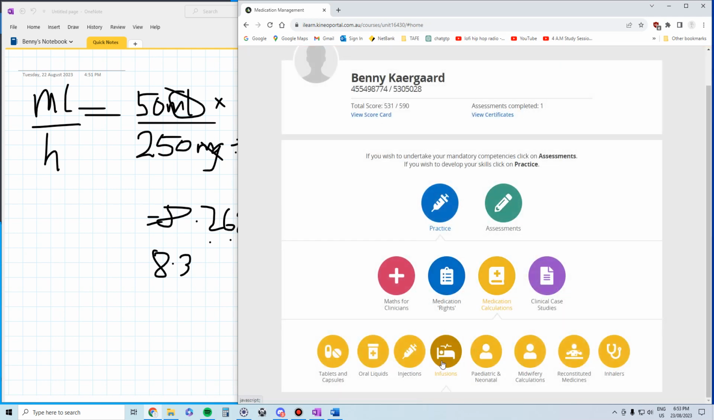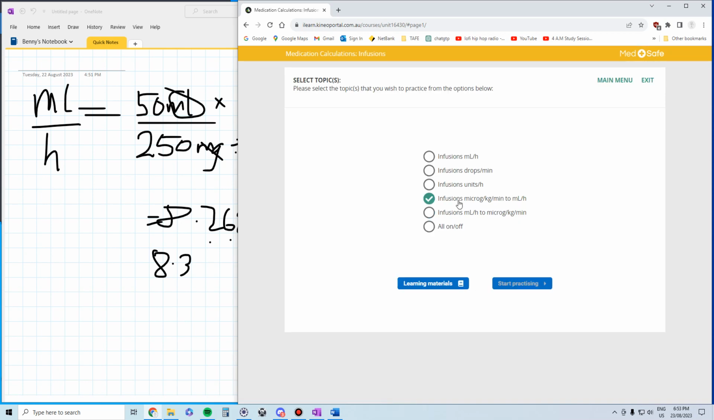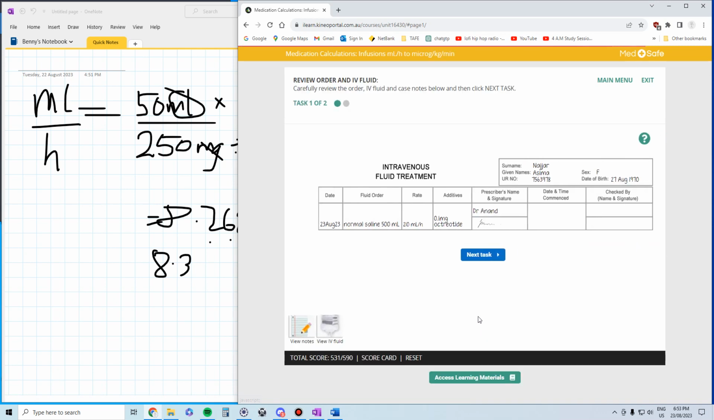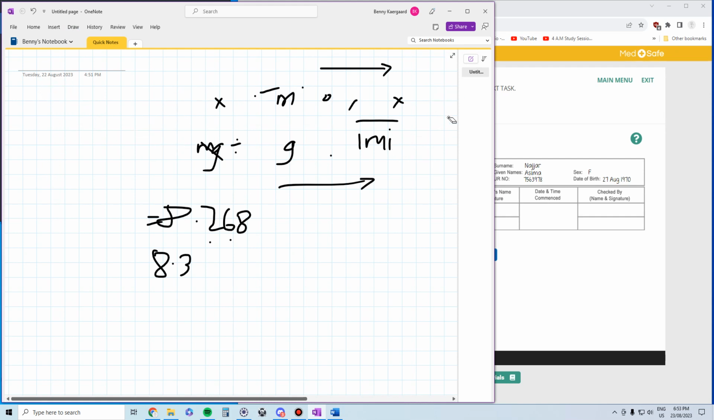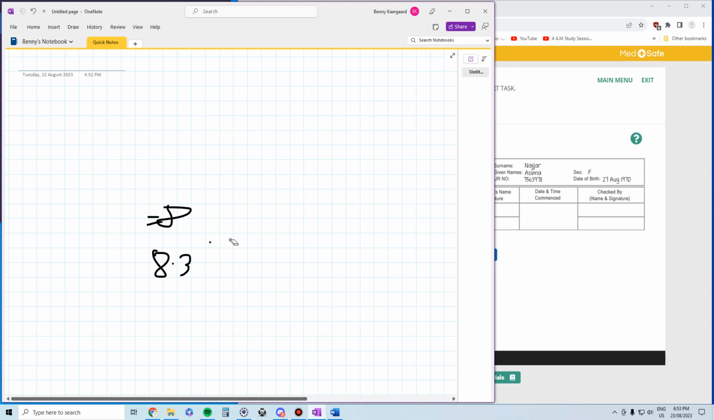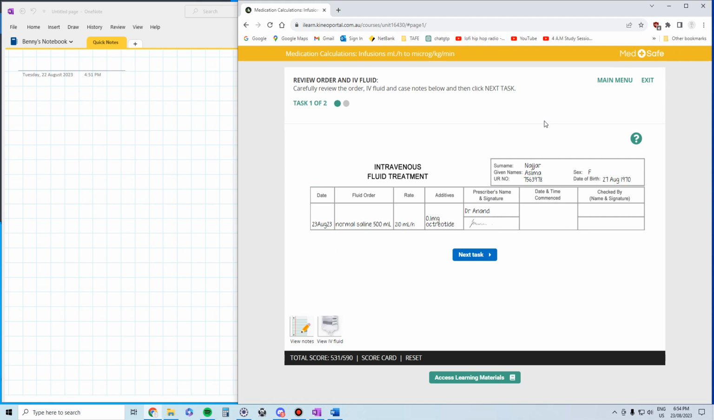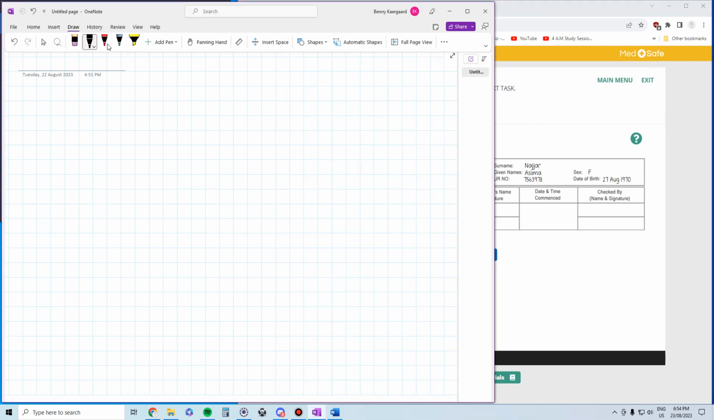Now for the next one, we'll do milliliters per hour to micrograms per kilo per minute. Get rid of all this. And just so you know, it is a bit faster when you don't have to explain everything. So you'll get faster at it than I'm doing here.